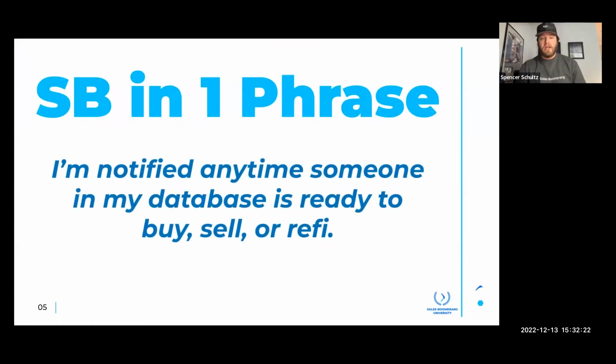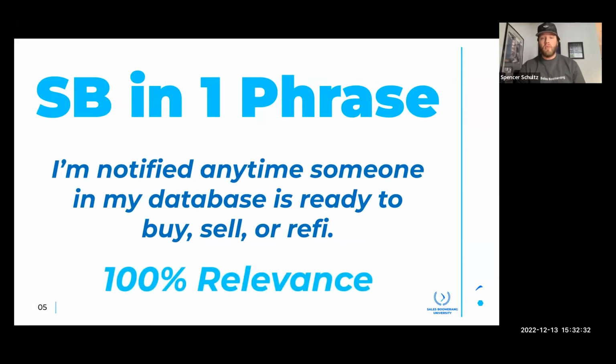Again, guys, we're going to touch on it. We're being notified anytime someone in our database is ready to buy, sell, or refi. Today, we're going to be touching on specifically when we know that someone is shopping. We want to work with 100% relevance. We want to make sure that we're cutting to the chase, we're streamlined, we're efficient. We are lean, mean data advisor machines, or data mortgage advisor machines, I should say.